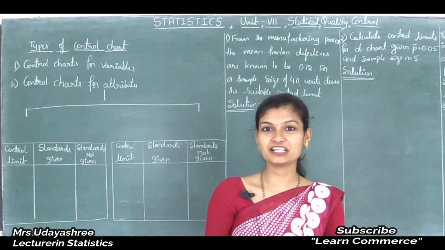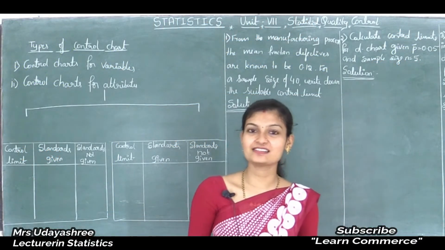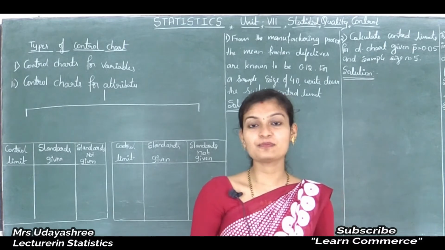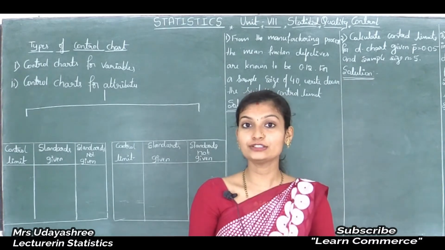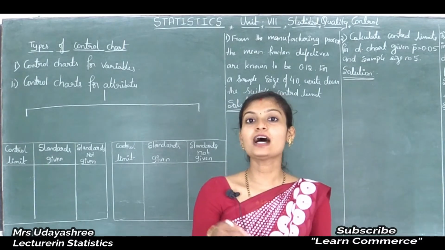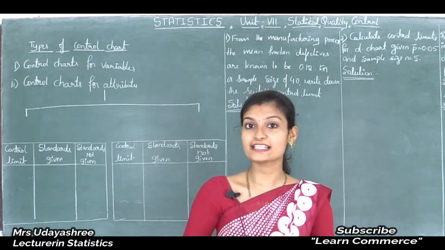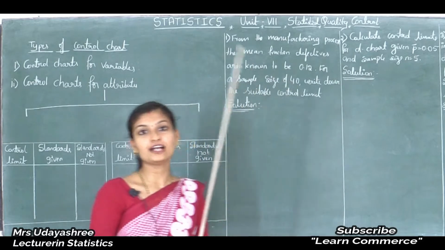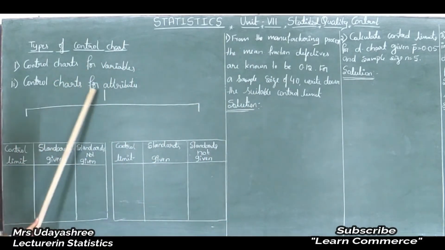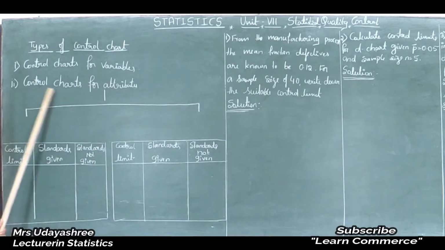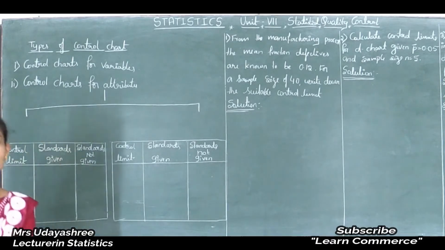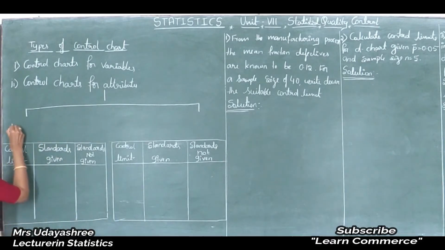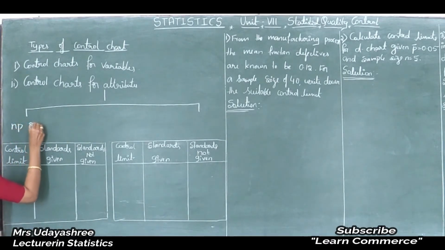Hello everyone, welcome to second PUC statistics online classes. In the previous class we had discussed types of control charts for variable and how to construct X bar chart and R chart. Now let's see the second type of control chart, that is control charts for attribute. In control charts for attributes there are two types. One is NP chart or we can say D chart.